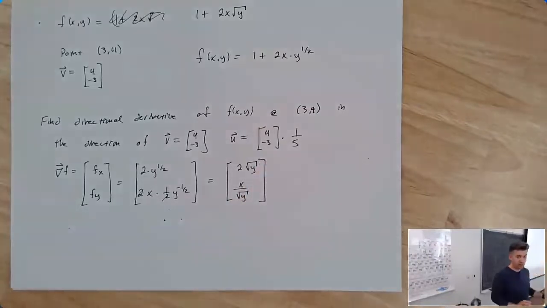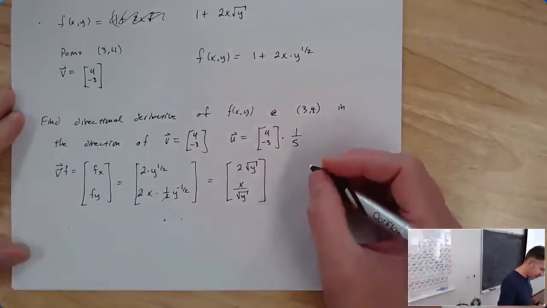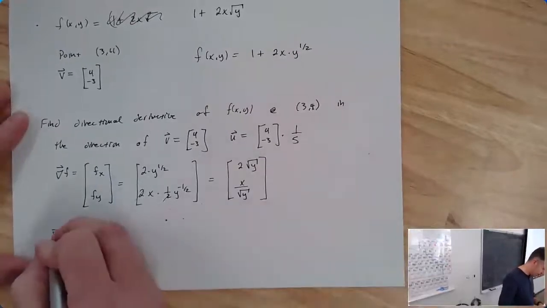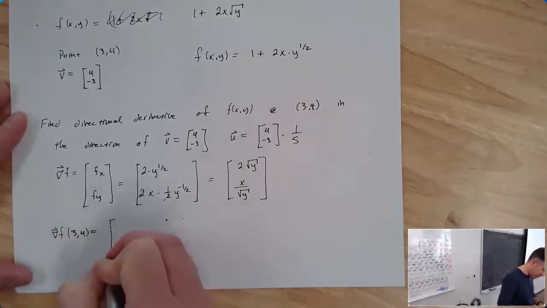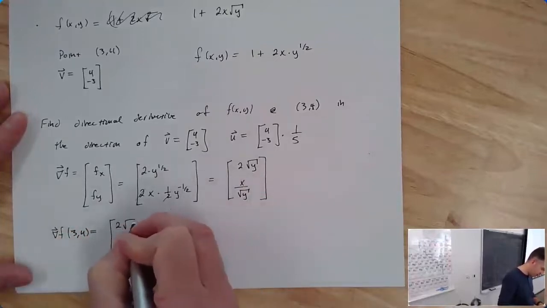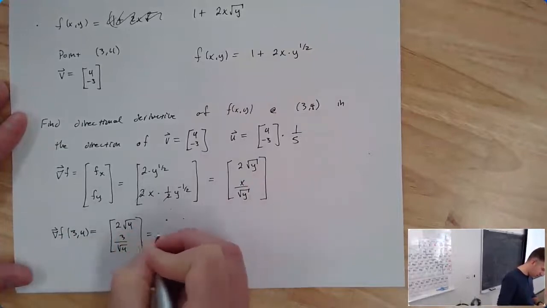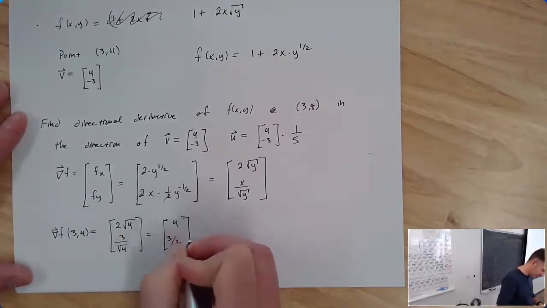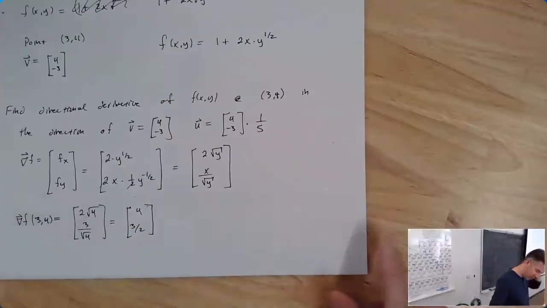Feel free to ask questions along the way here. Then if we plug in our point, things are going to be okay. So at the point (3, 4), our gradient is going to equal 2 times the square root of 4, and 3 over the square root of 4, which ends up being 2 times 2, and 3 over 2. There's our gradient.